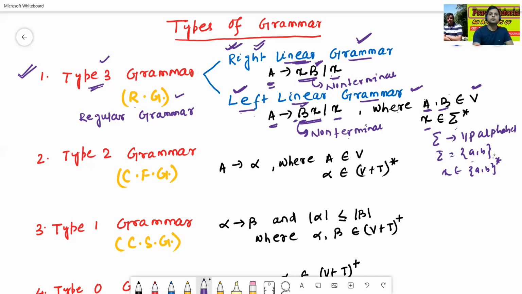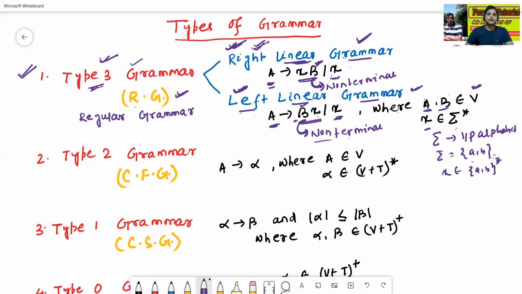So type 3 grammar is called regular grammar. RG means regular grammar. If the grammar is in the form of right linear grammar or left linear grammar, it is called a regular grammar. Right linear grammar means the grammar is in the form A to xB slash x. If the grammar is in the form A to Bx slash x, then it is called left linear grammar. In the left linear grammar, the leftmost part is non-terminal. In the right linear grammar, the rightmost part is non-terminal.